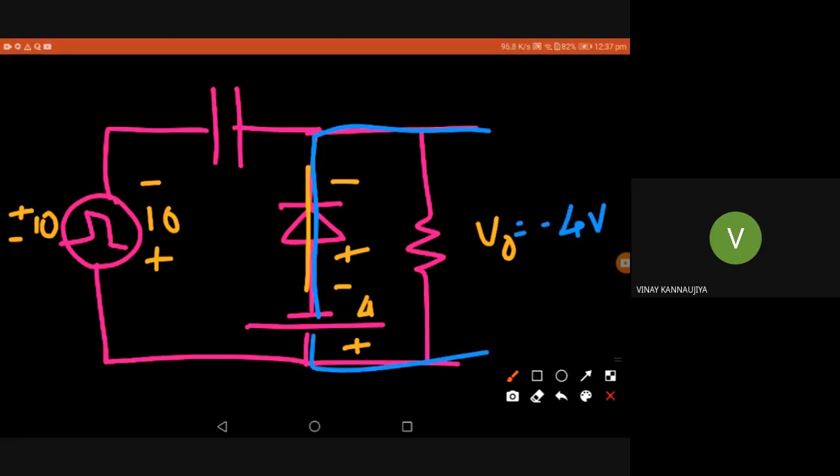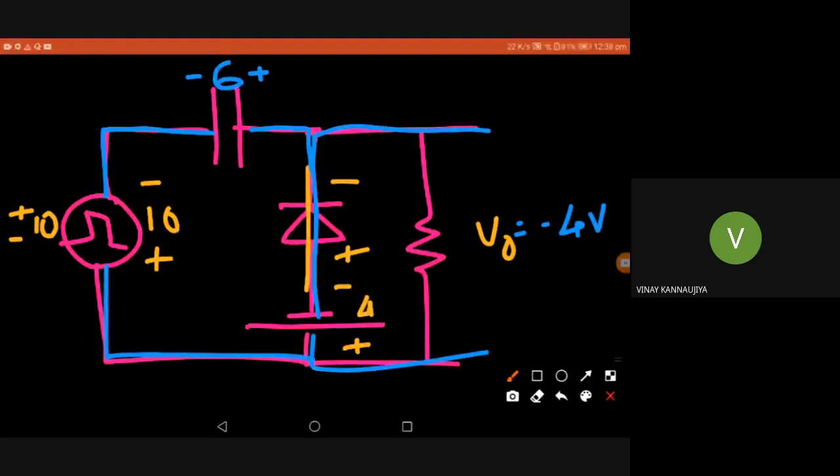Now at the same time, what is going to be the charge stored in the capacitor? My input is charging one capacitor terminal to minus 10 volt, and my DC voltage is going to charge the other capacitor terminal to minus 4 volt. So net effect, what is the voltage difference across the capacitor? It is 6 volt difference. So the voltage across the capacitor will be minus plus 6 volt.